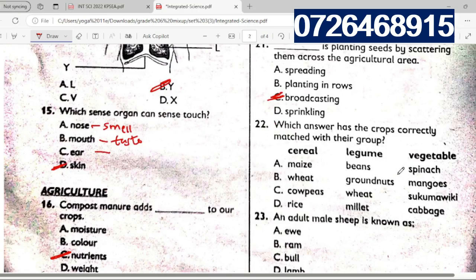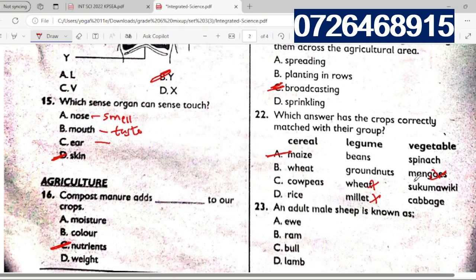Which answer has the crops correctly matched with their crop group? Cereals, legume. Maize is a cereal, beans is a legume, spinach is a vegetable, so A is correct. Groundnuts, mangoes is not a vegetable. Cowpeas, wheat. Wheat is not a legume. Rice, millet is not a legume. So those are the ones that disqualified those answers.